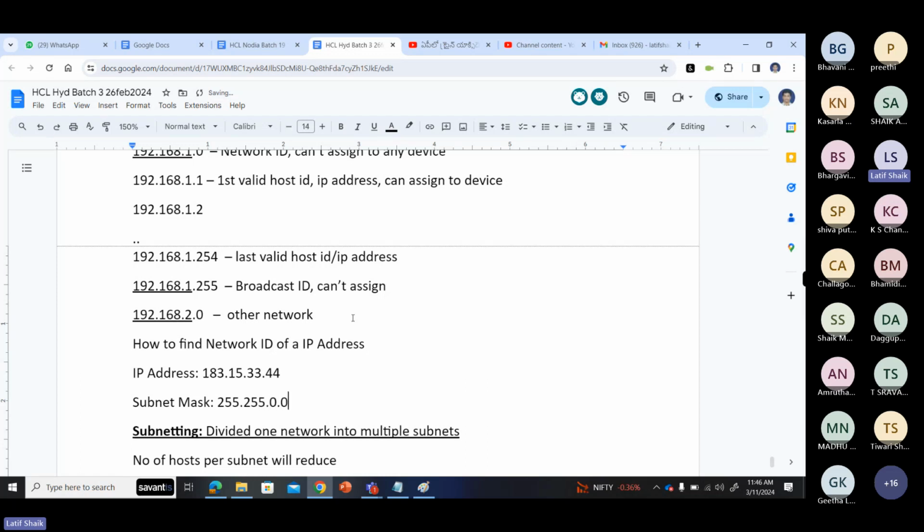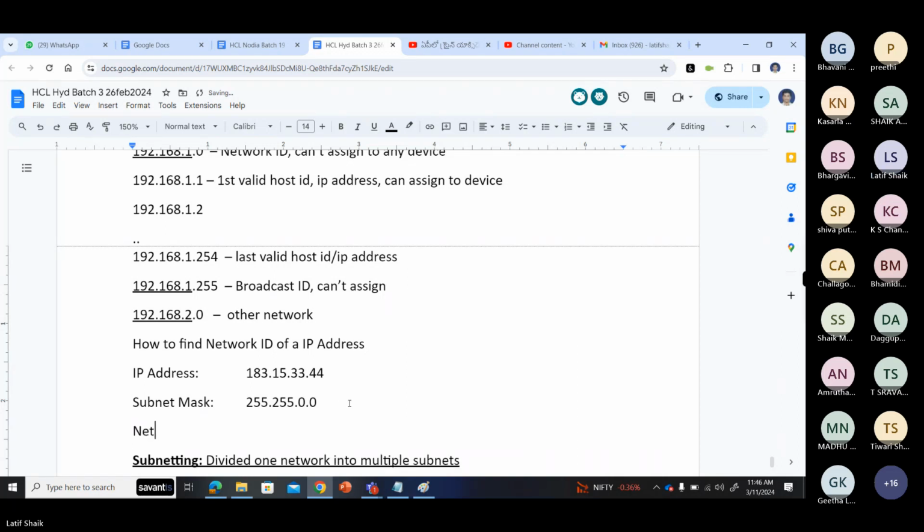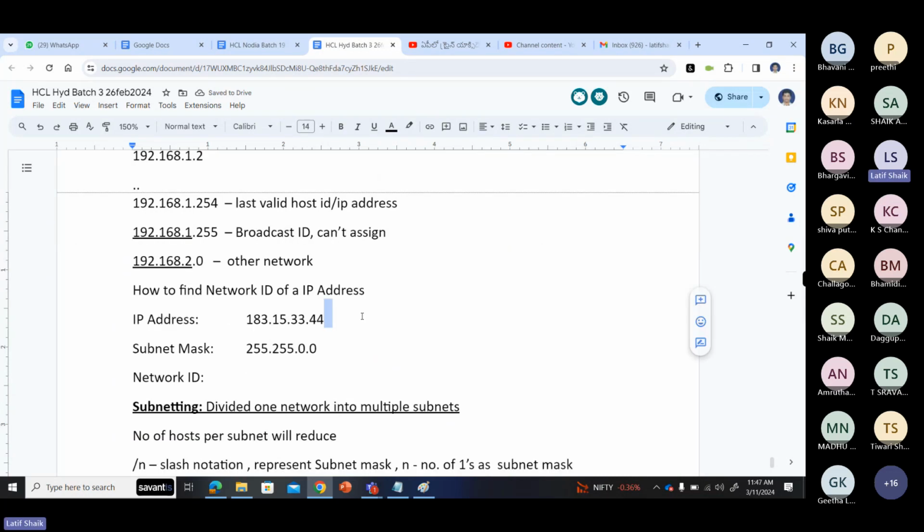255.255. I am writing the default one. So what we need is the network ID. To do this the traditional way, we need to convert this into binary format.